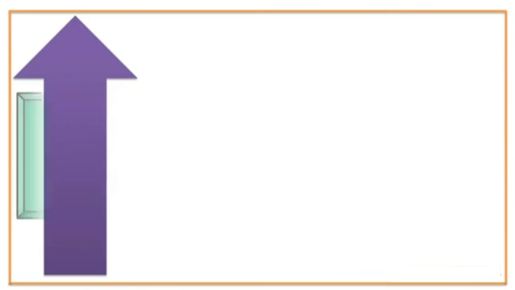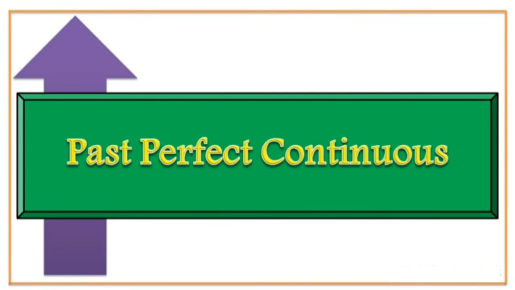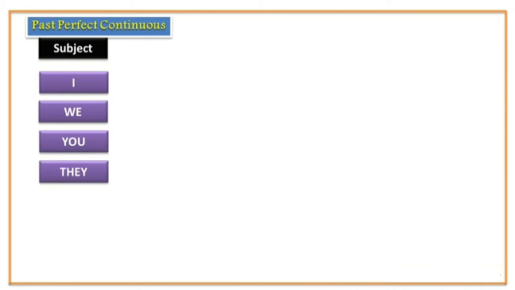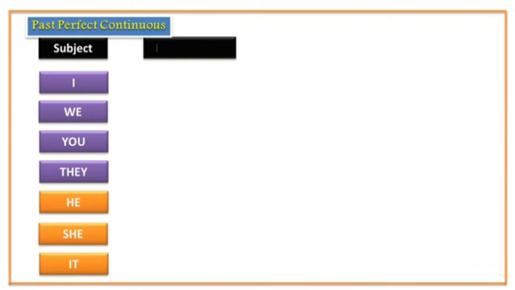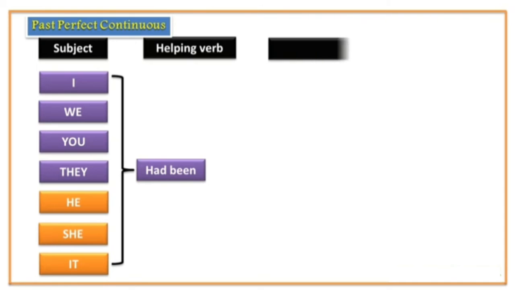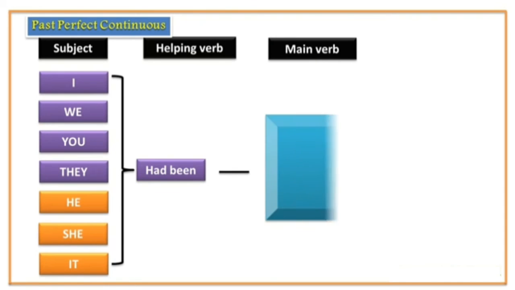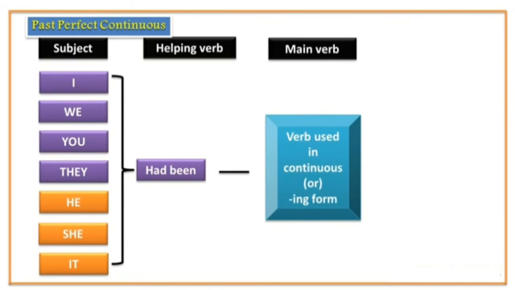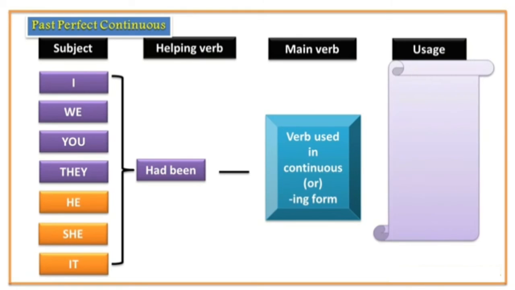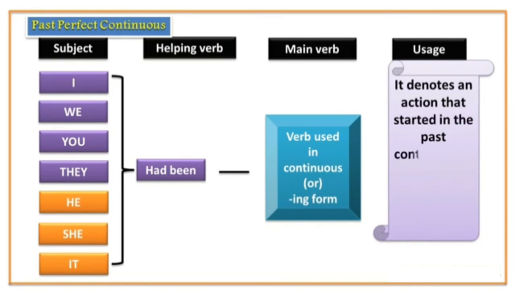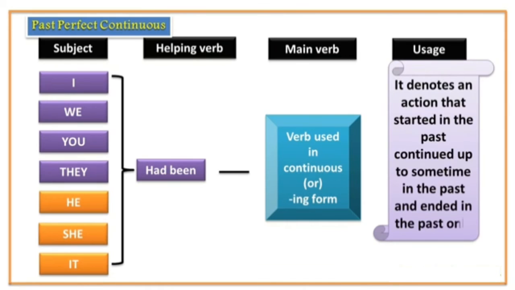The fourth one, the past perfect continuous tense. Past perfect continuous tense is used to talk about a situation or an activity that had been happening in the past before another past action took place. The past perfect continuous tense is formed by using had been with the subject, and the verb will end in ing form. Look at the following examples.